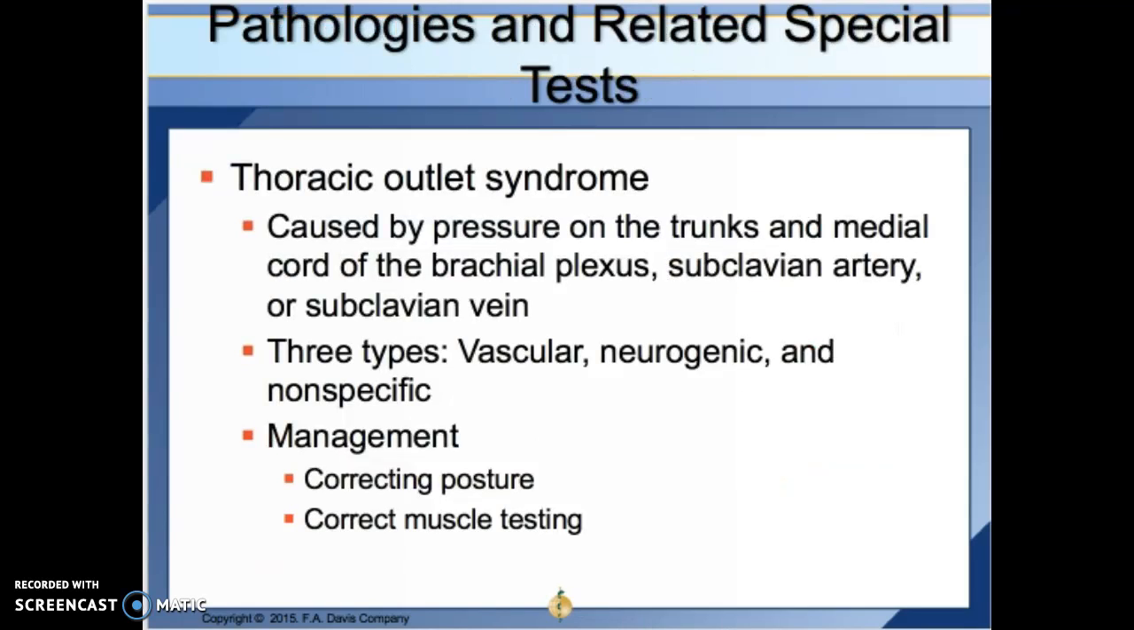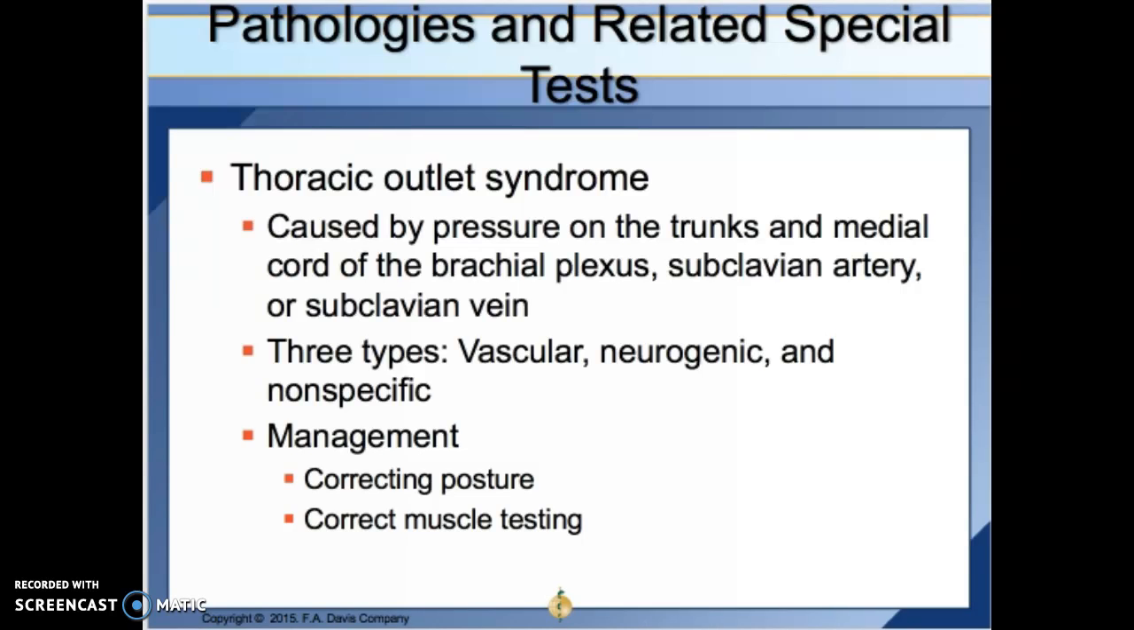Another thing to consider is the thoracic outlet syndrome. Again, it's kind of in that space that is between the cervical spine and the shoulder. We can have three types of thoracic outlet syndrome: vascular, neurogenic, and nonspecific. What's happening is that there's pressure, especially on the trunks in the brachial plexus, on the medial cord, the subclavian artery, or the subclavian vein. Because there is circulatory involvement here, the patient may complain of numbness, tingling, as well as swelling. The skin may be pale, may be cold, depending on the type of the injury.